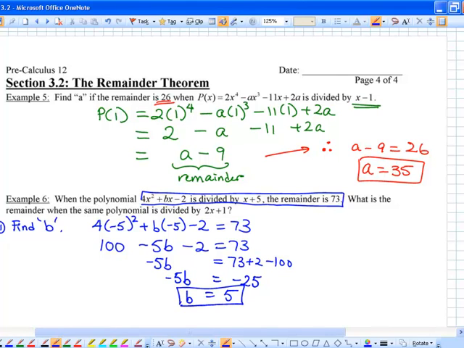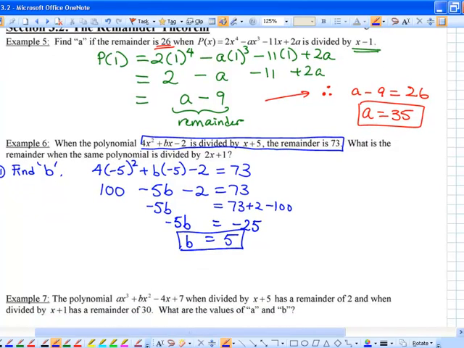Am I done? Not so fast. It then says, what is the remainder when the same polynomial is divided by 2x plus 1? So now, step 2, let's find the remainder. And instead of saying divide by 2x plus 1, I'll say when divided by, how about x plus 1/2, right? I'm trying to get into that format of x minus something.